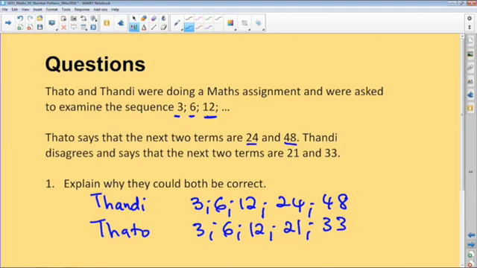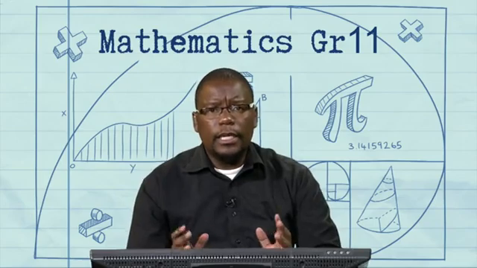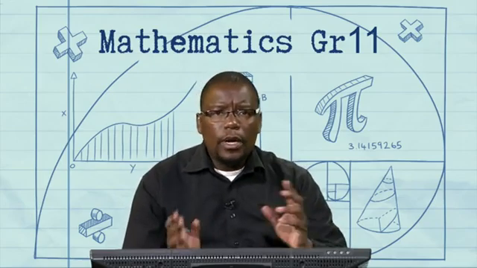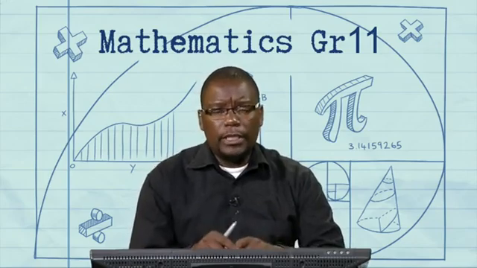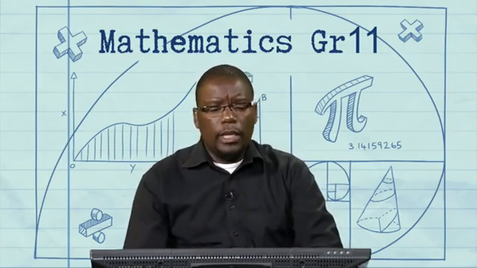Now, explain why they could both be correct. So, I've given you these sequences coming from Tato and Tandi. We're saying they might be both correct, but explain why they could be both correct. I'm giving you 2 minutes again, guys, to just work on this and tell how come these are different, but they can be both correct. Let's take 2 minutes, and then we'll work it together.